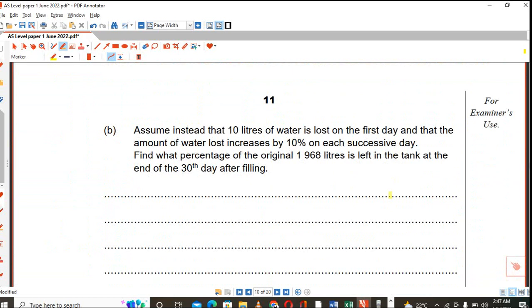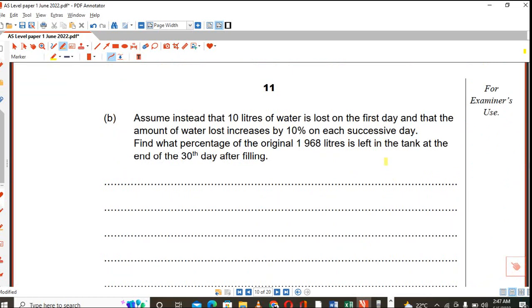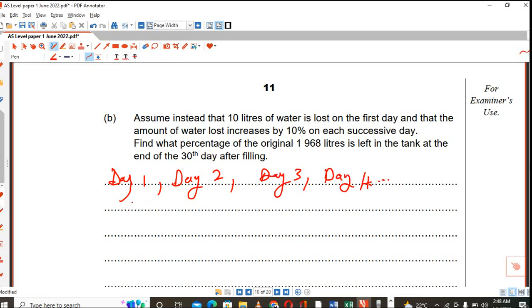All right, now question B says, instead of 10 liters of water lost on the first day, the amount of water loss increases by 10%. This is now giving rise to some sort of geometrical sequence. Day 1, day 2, day 3, day 4, and so on. So day 1 is 10. Now 10% is 0.1.